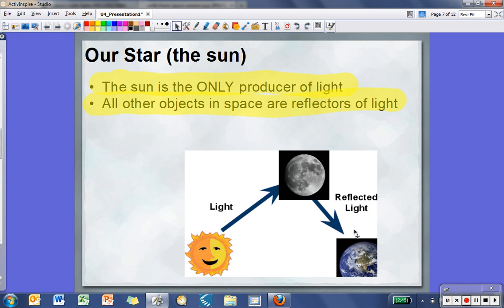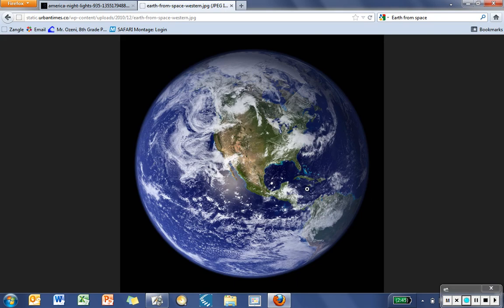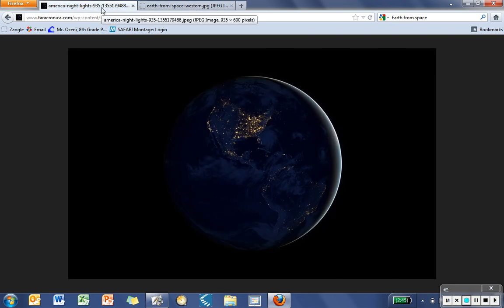So the only thing that produces light in space are stars. Everything else in space is a reflector of light. Our Earth is a reflector of light. So I have these two images that I want to show you guys. So here is a picture of our Earth from space. Okay, it's lit up and stuff like that. Now, is that what our Earth actually looks like? No, our Earth actually looks like this, right? When it's in darkness, right? Because our Earth does not produce light.